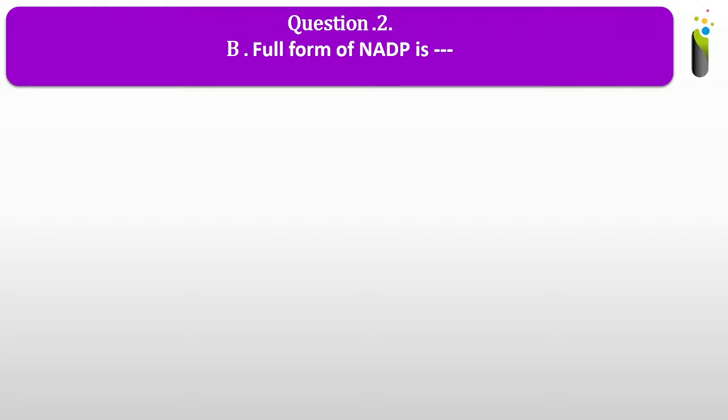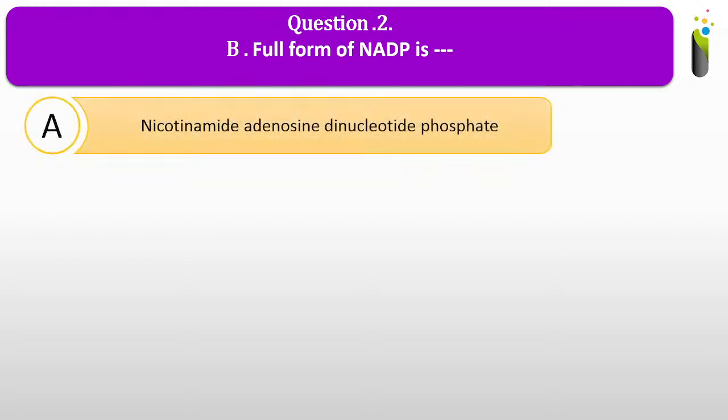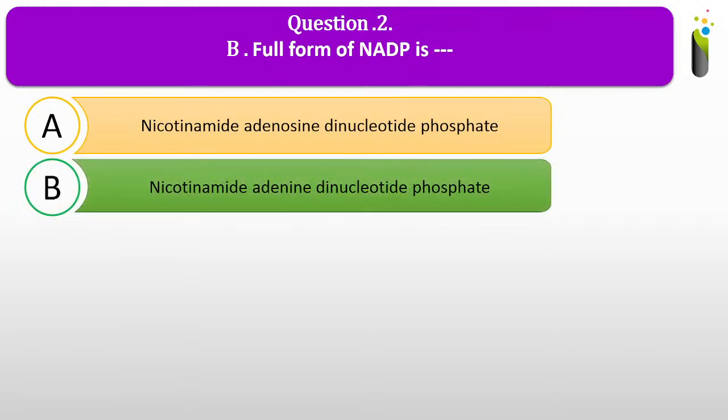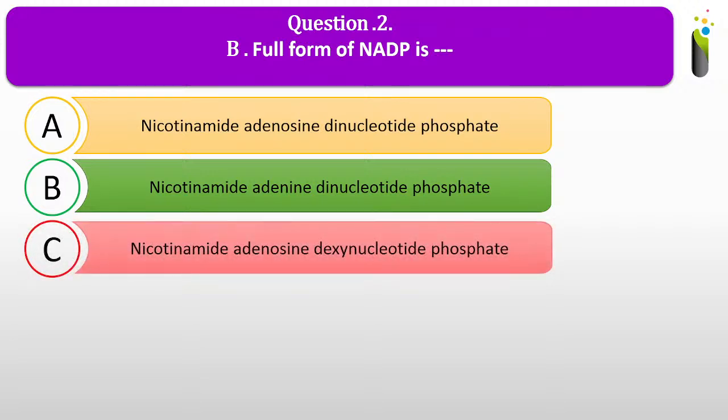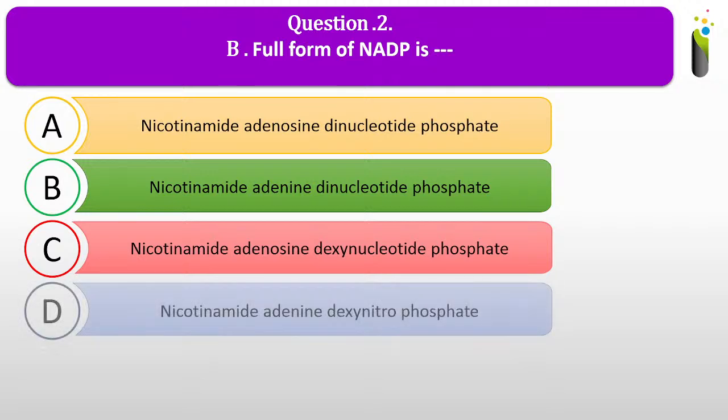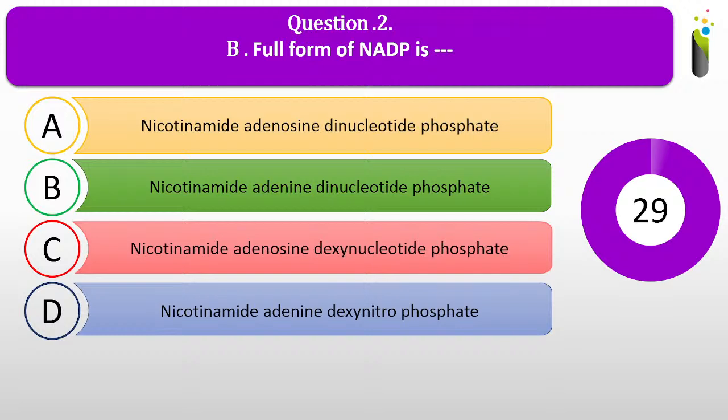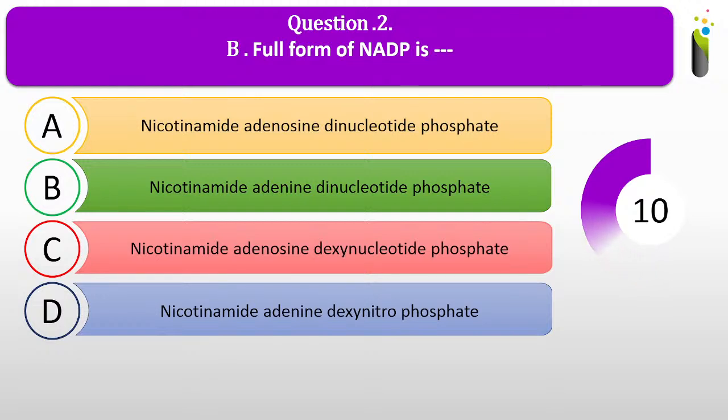Full form of NADP is dash. A. Nicotinamide adenosine dinucleotide phosphate. B. Nicotinamide adenine dinucleotide phosphate. C. Nicotinamide adenosine deoxynucleotide phosphate. D. Nicotinamide adenine deoxynitrophosphate. You know, NADP is nothing but a hydrogen acceptor, which plays a very important role in photosynthesis.